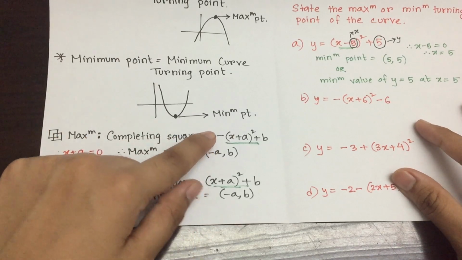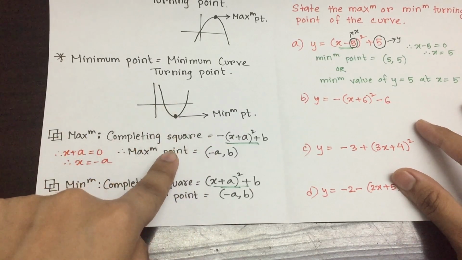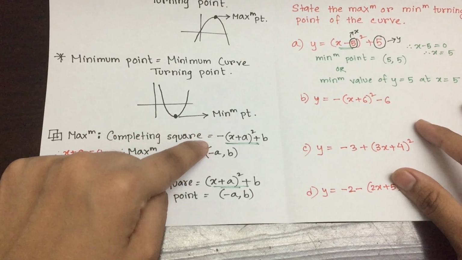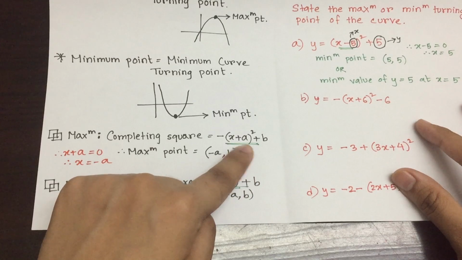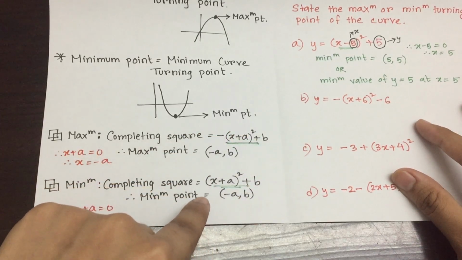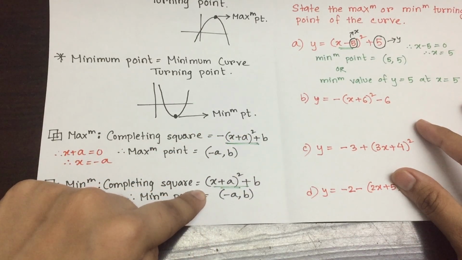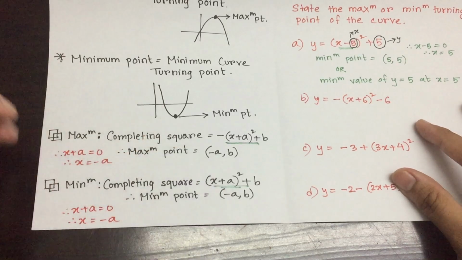And the completing square form looks like this. For the maximum curve, there will be a minus sign, so minus (x plus a) whole square plus b, where we have to find a and b. And similarly, for the minimum curve, it's (x plus a) whole square plus b, so the minimum point is (minus a, b).